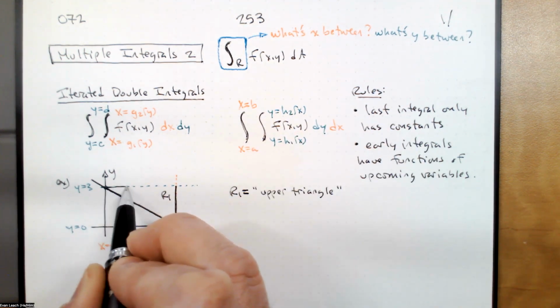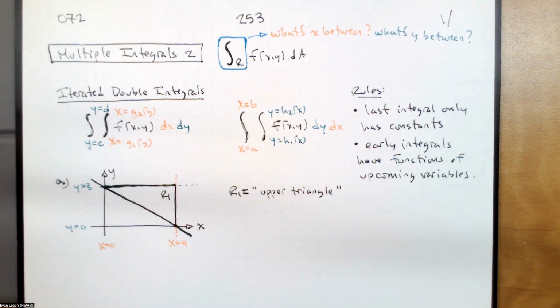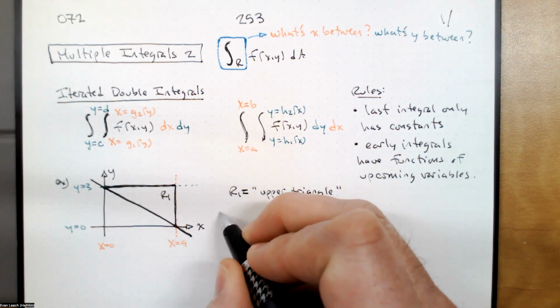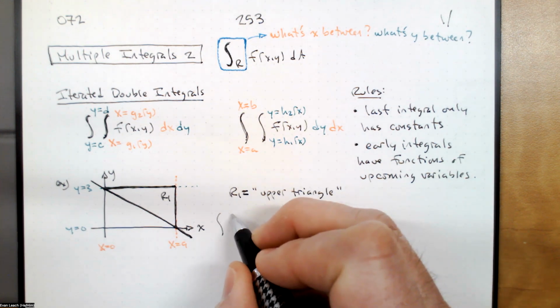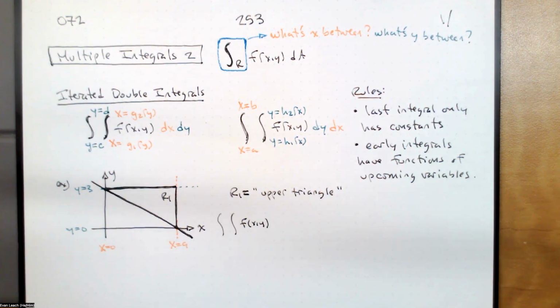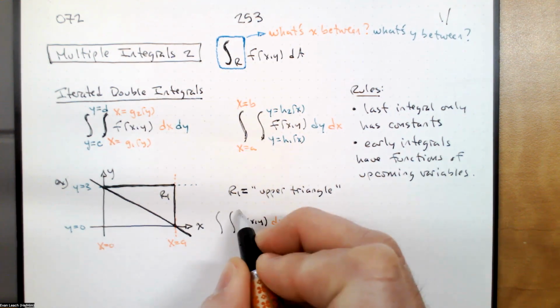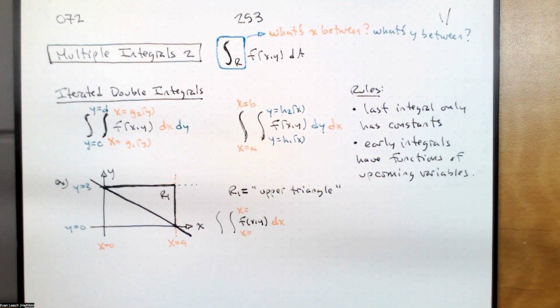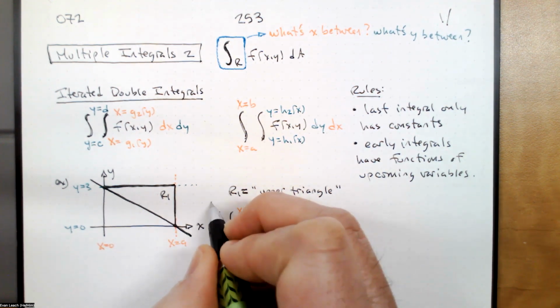Here is the region that we care about. I'm going to set up two double integrals so that we can evaluate them as iterated double integrals. Over the upper triangle, I can set up a dx dy integral. And then afterwards, we can set up a dy dx integral.